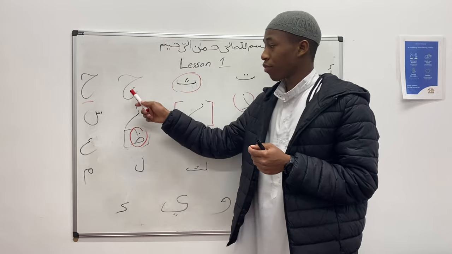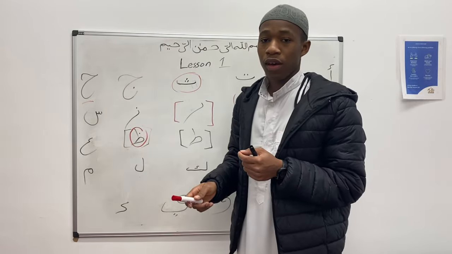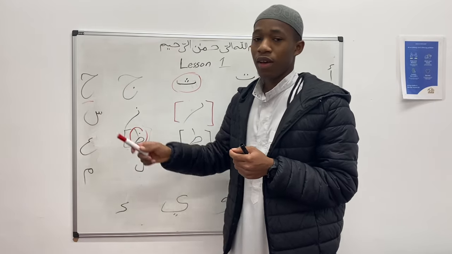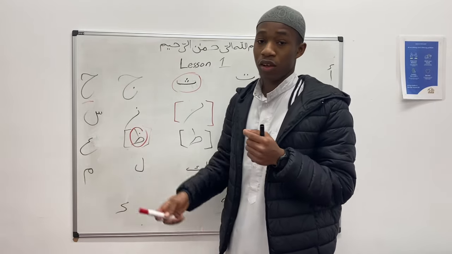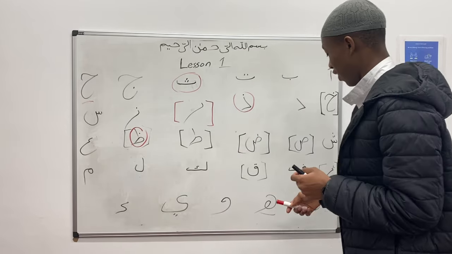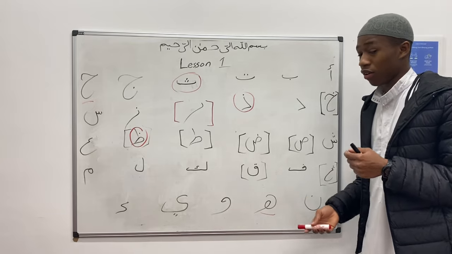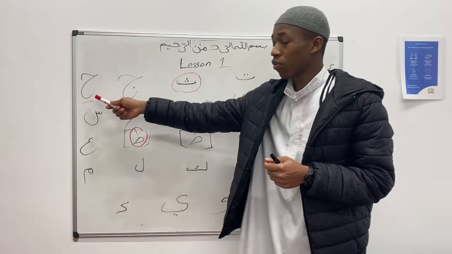Jim. Ha. This one is the ha al-sughra, the small ha. So I say it in that way. And this one, ha al-kubra, we use the deep voice for this one, ha.